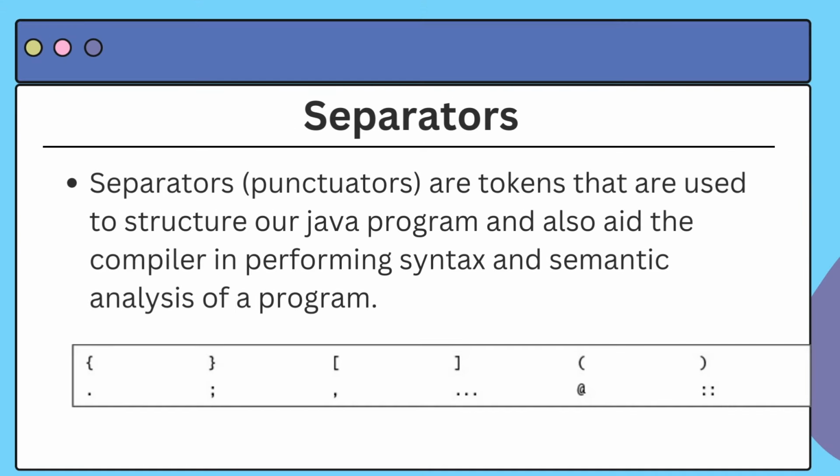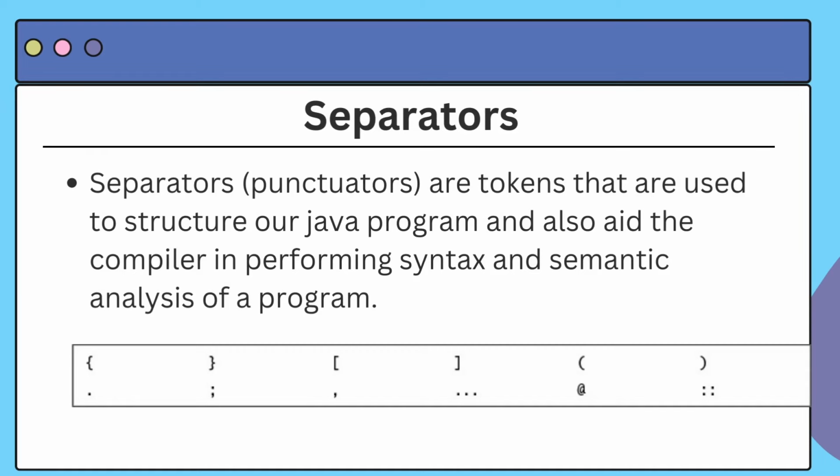Now let us understand what are separators. So separators, also known as punctuators, are tokens that are used to structure our Java program and also aid the compiler in performing the syntax and the semantic analysis of a program, right? And below you can see various separators like the curly brackets, the square brackets, round brackets, semicolon, comma, and so on, right? In our previous videos we wrote many classes, right? And looking at the structure of the class, we had those curly brackets, and within those curly brackets we wrote the main method. Then again for the method we had curly brackets, and within those curly brackets we wrote our instructions, right?